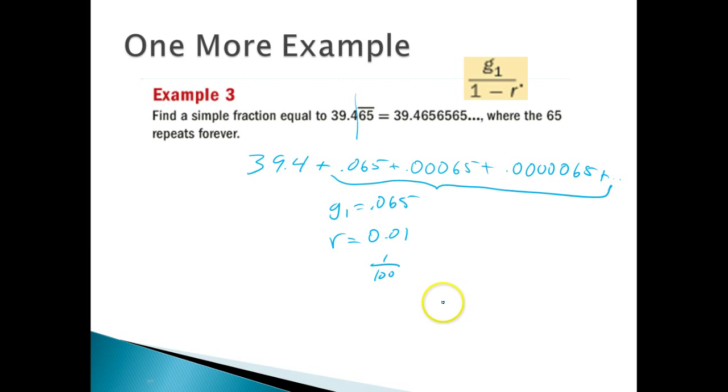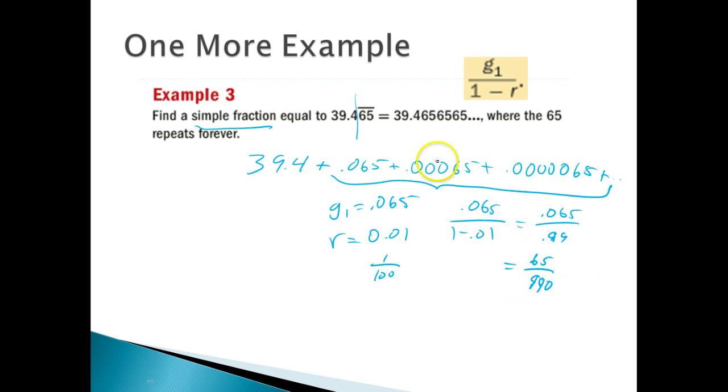Either way will work. So now we have a constant ratio, we have our first term, and that constant ratio is certainly less than 1, so we can use our formula. So this sum altogether is going to be G1, which is 0.065, divided by 1 minus 0.01. That is 0.065 over 0.99. If we move everything over a few decimal places, that's 65 over 990. Because they're asking for a fraction here, we better keep things in fractions. I want a simple fraction for that.